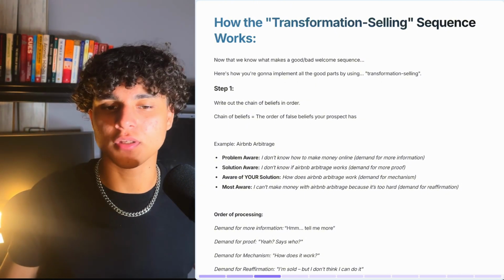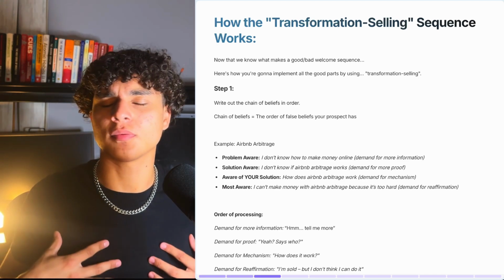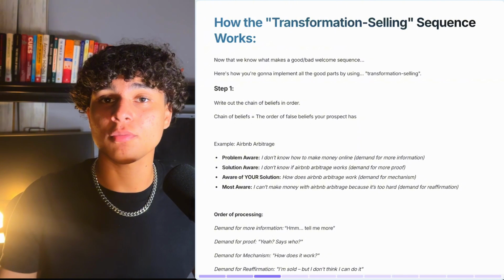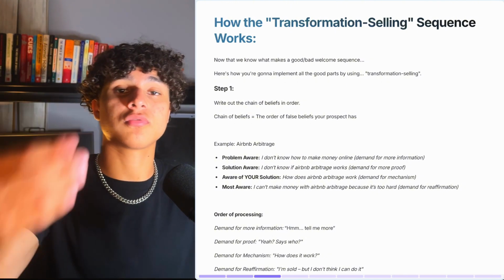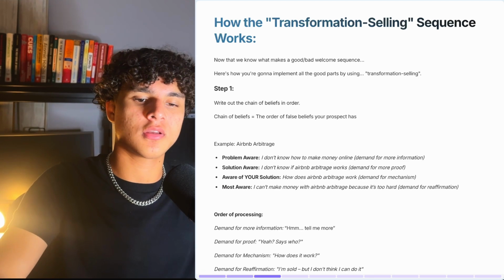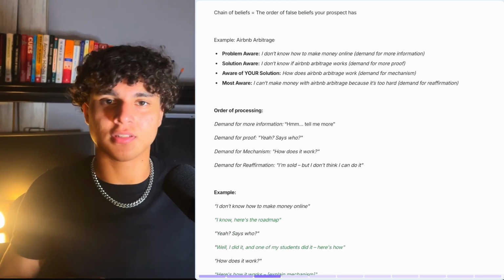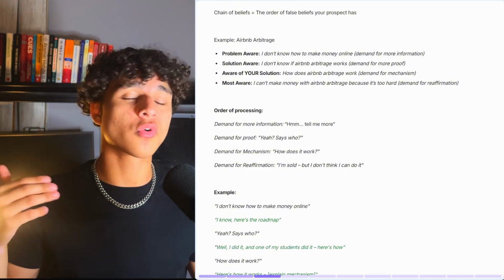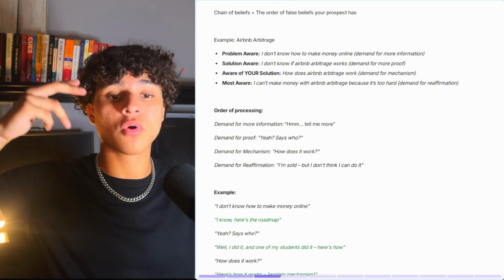And the final false belief is, I can't make money online with Airbnb arbitrage because it's too hard, or I can't do it. Now they're demanding reaffirmation. They want reaffirmation from you that it does work and they can do it. So this is the order of processing. This is from Eugene Schwartz, a very successful marketer.